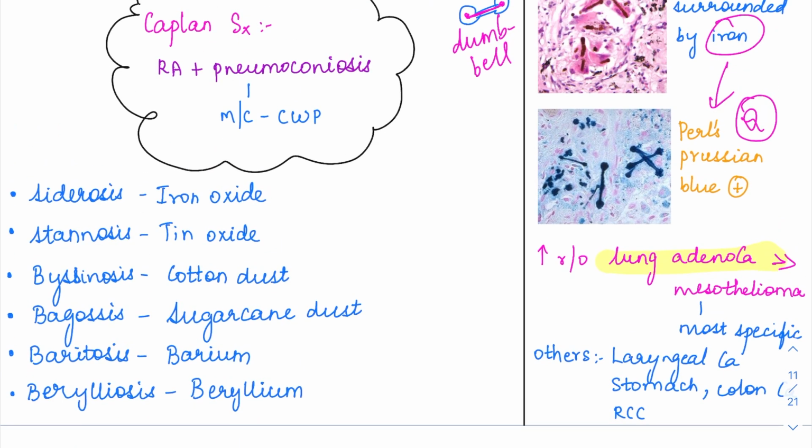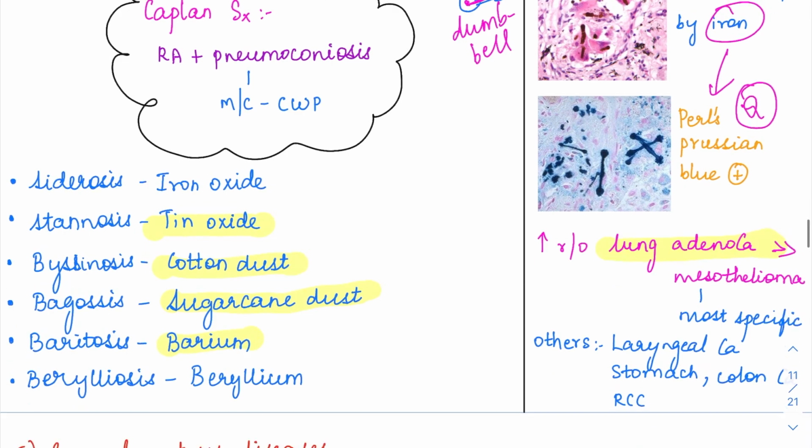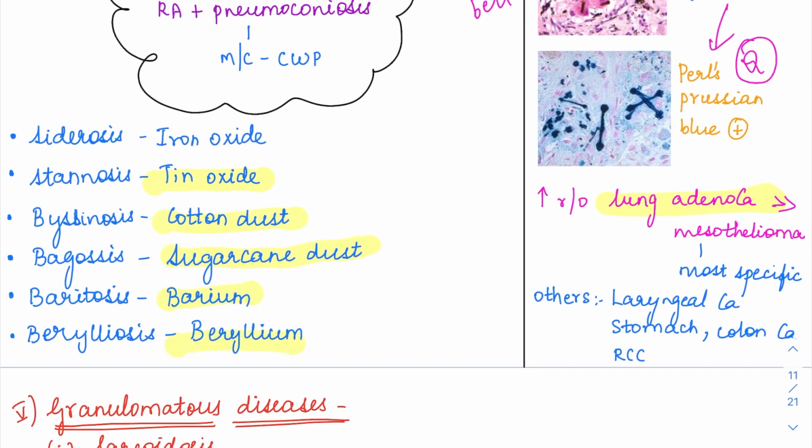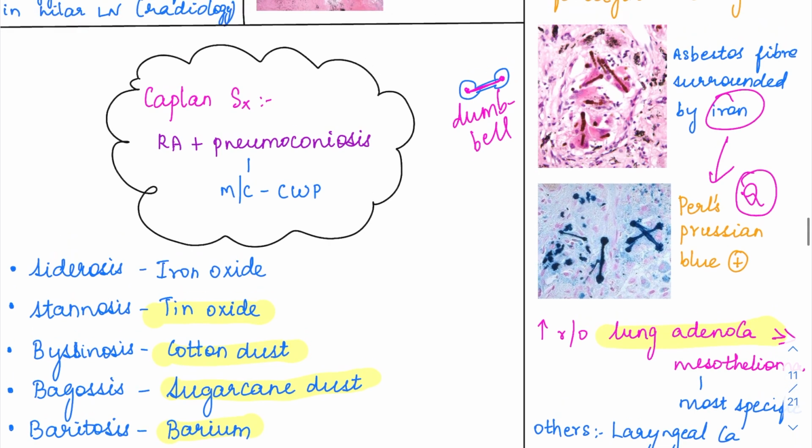So let's see the various other types of mineral particles which can also cause pneumoconiosis. Starting with siderosis. As the name suggests, siderosis means something related to iron, right? So iron oxide particles can result in siderosis. Tin oxide can cause stannosis. Cotton dust can cause byssinosis. Sugarcane dust can cause bagassosis. Barium particles can cause barytosis, while beryllium can cause berylliosis. Berylliosis can also result in cancer formation.